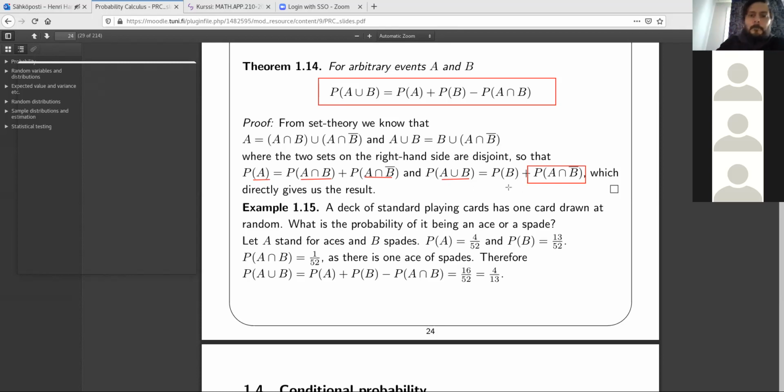All right. Here's an example of a deck of standard playing cards. What is the probability of being an ace or a spade? Well, there are 4 aces and 13 spades, but one of the aces is the ace of spades. So we get 4 over 13 as our result, 16 over 52.